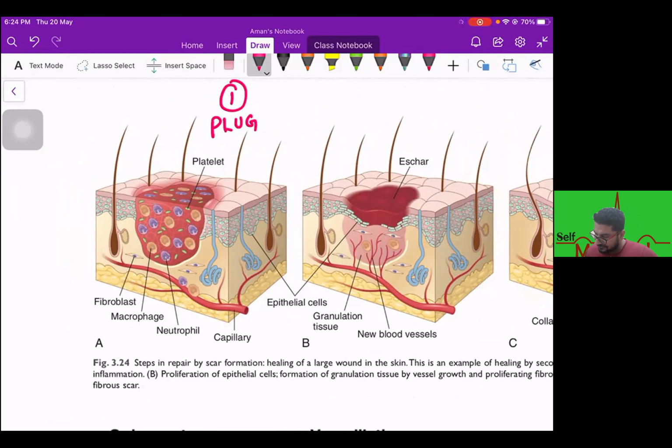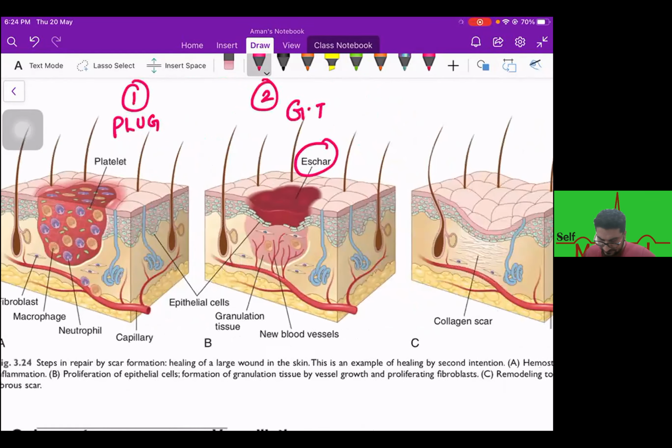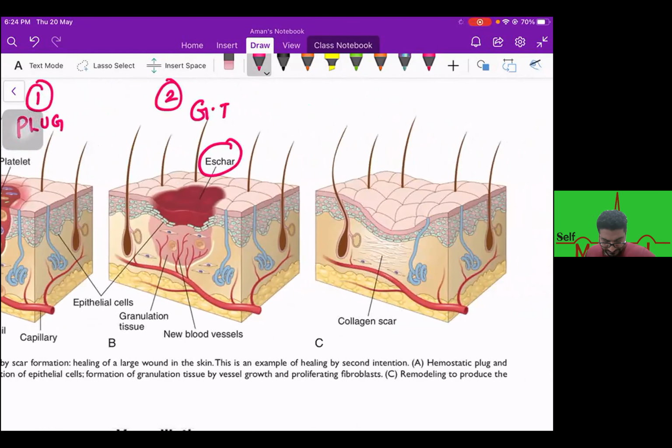Then in the second stage, you will see this platelet plug will also have a proliferation of epithelial tissue and granulation tissue. So you will develop an eschar. This eschar is due to formation of granulation tissue. I'm writing GT, meaning granulation tissue. And ultimately you will see that is a scar. We call this a fibrous scar.